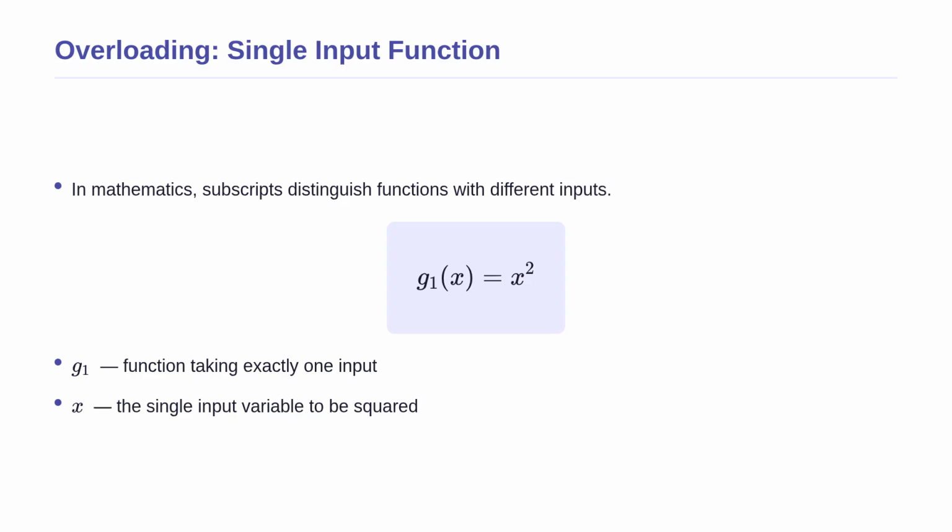In math, we usually give different subscript names, like G1, to distinguish functions. This first formula takes exactly one input, x, and squares it. In C++ function overloading, we drop the subscript and simply name this function g. When you make a function call and pass exactly one argument, the compiler counts the inputs, matches them to this specific rule, and executes this squaring operation.